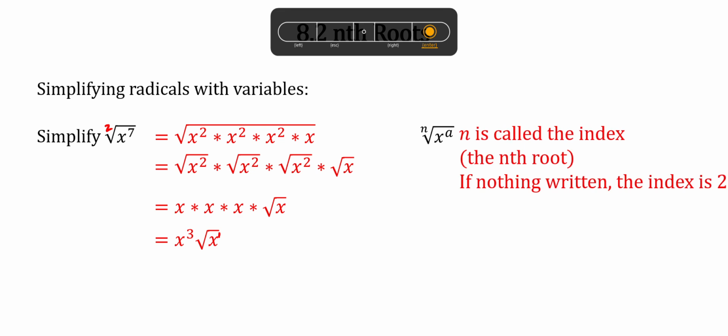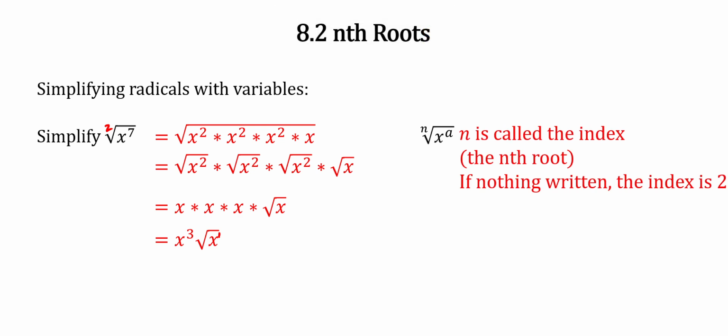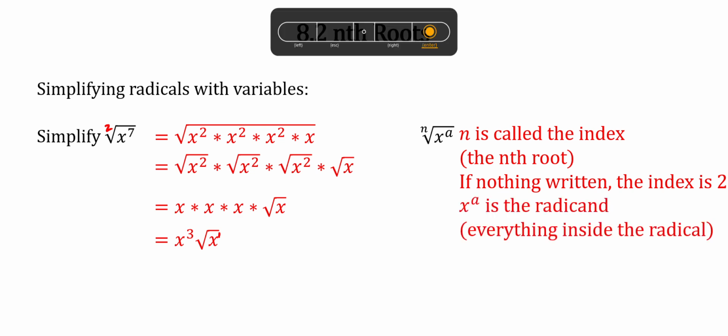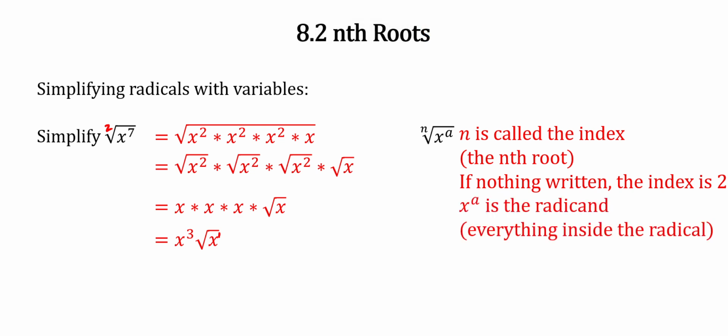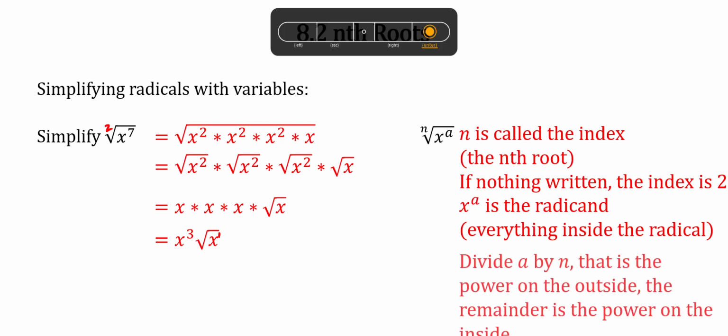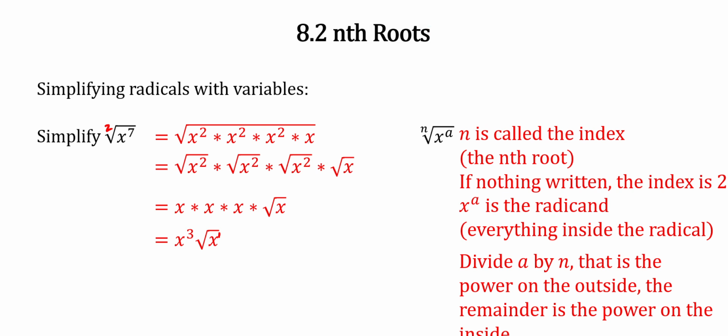Okay, n is called the index, the nth root. If nothing is written, the index is 2. X to the a is the radicand. Everything that's inside the radical is called the radicand. Divide a by n, that is the power on the outside. The remainder is the power on the inside. Okay, that's basically what you're going to do every time.